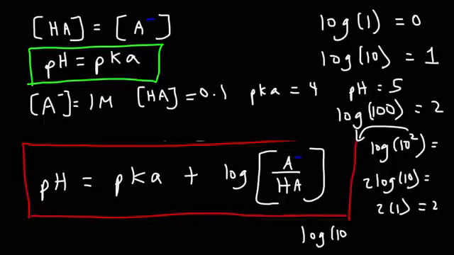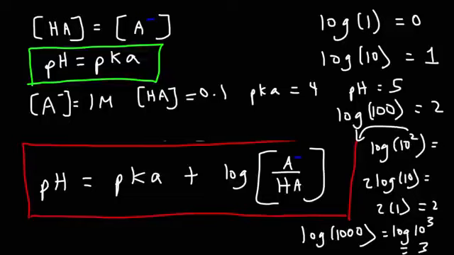Log of 1,000, which is log 10 to the third, is equal to 3. So if the ratio of acid to base or base to acid is 1,000, the pH will be 3 units away from the pKa.